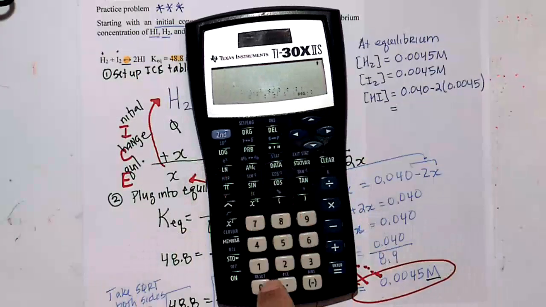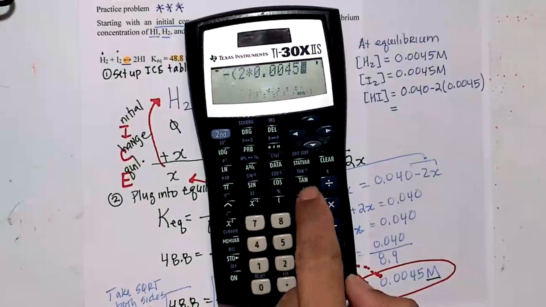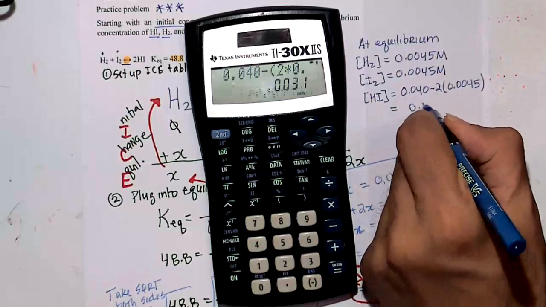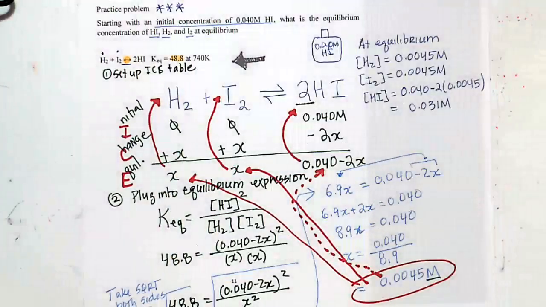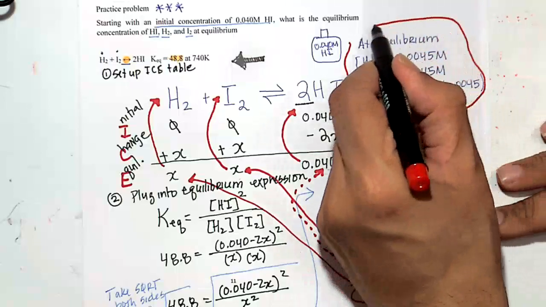And what is this on our calculator? 0.031 molar. So this is the answer that you want to put on the test, or when you get a similar problem. So this is our answer.